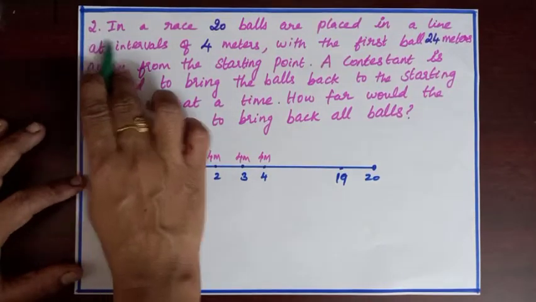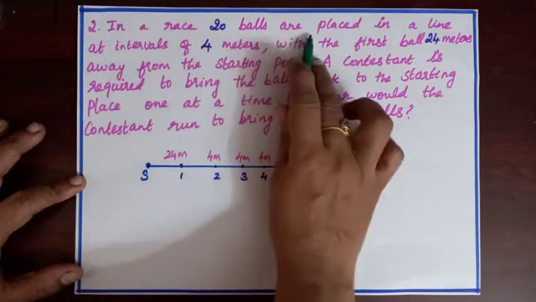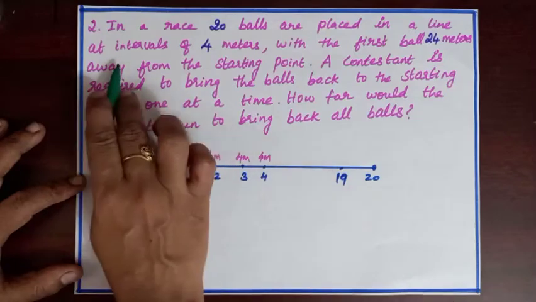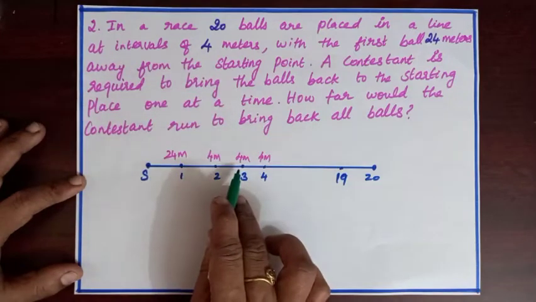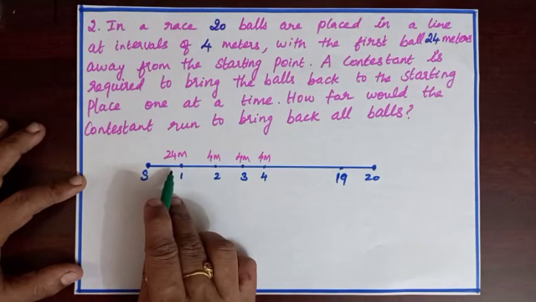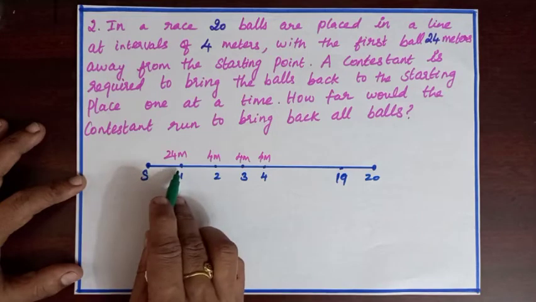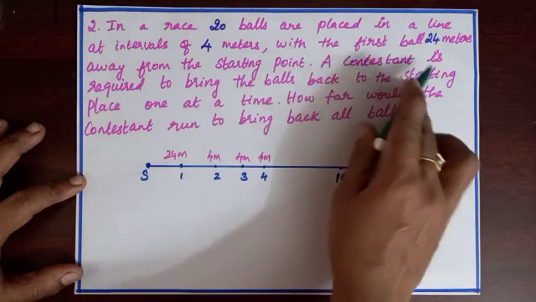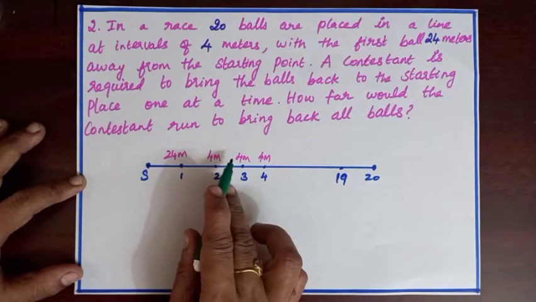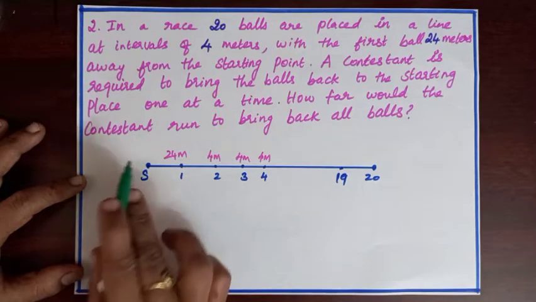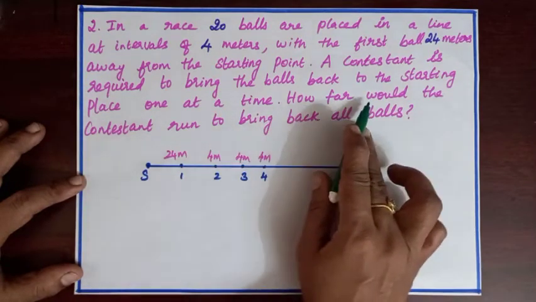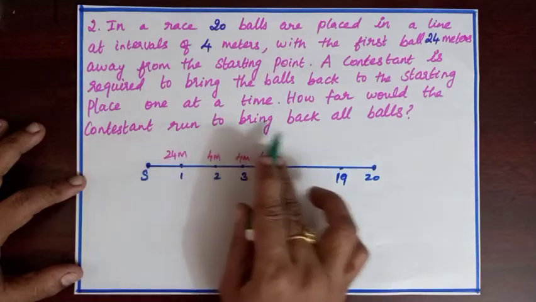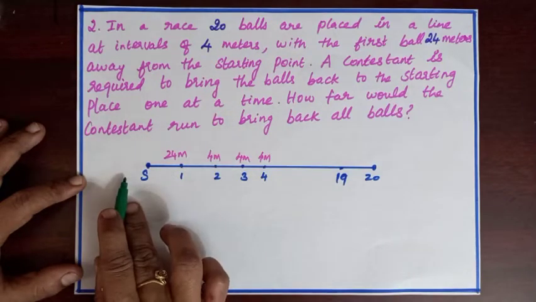Question number 2. In a race, 20 balls are placed in a line at intervals of 4 meters with the first ball 24 meters away from the starting point. A contestant is required to bring the balls back to the starting point one at a time. How far would the contestant run to bring back all balls?